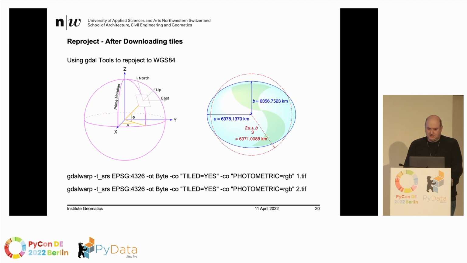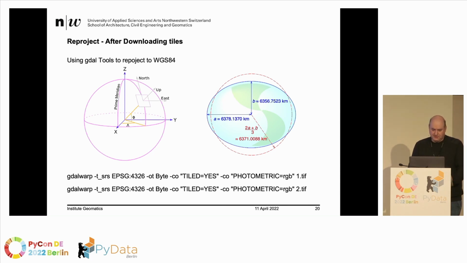One thing is, of course, you have to reproject. All the images are in a different projection system. Every tile, for example, is a different UTM zone along the longitude, so you have to reproject it.